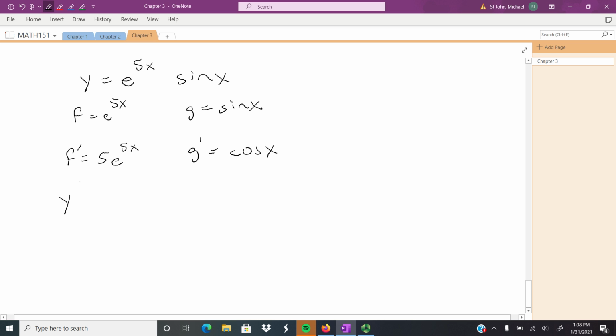Plug that all into my product rule, and we get e to the 5x cosine x plus 5e to the 5x sine x. Right?